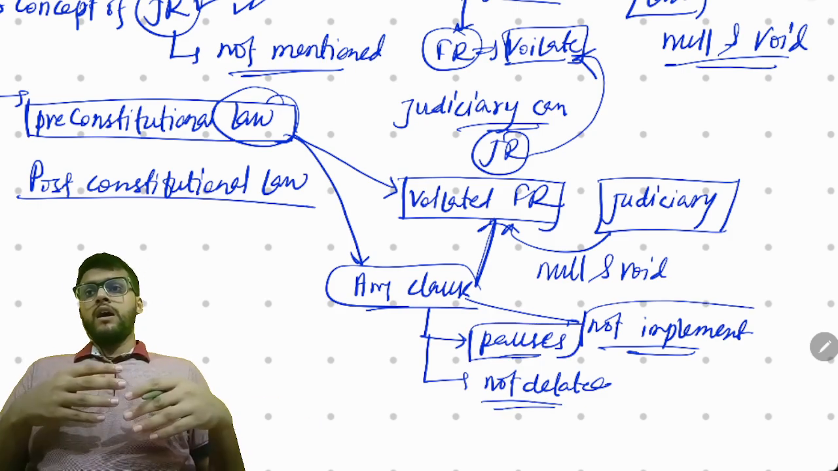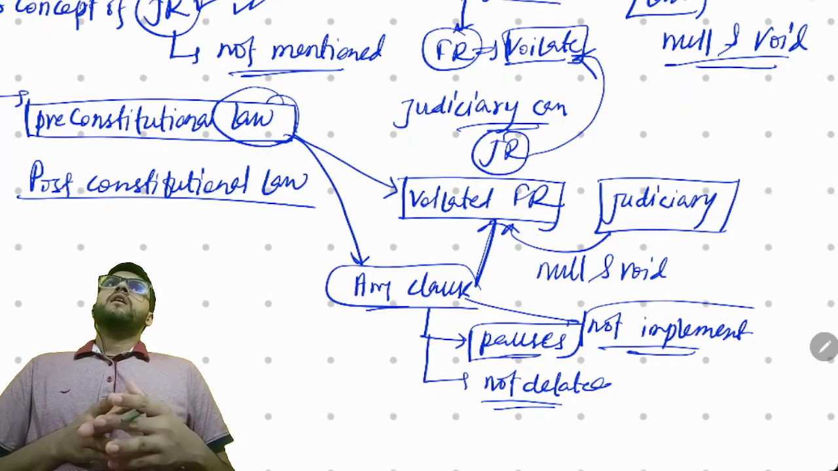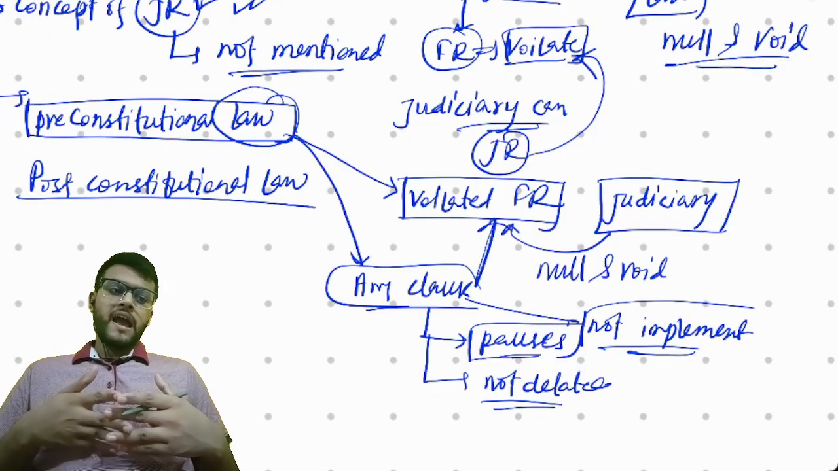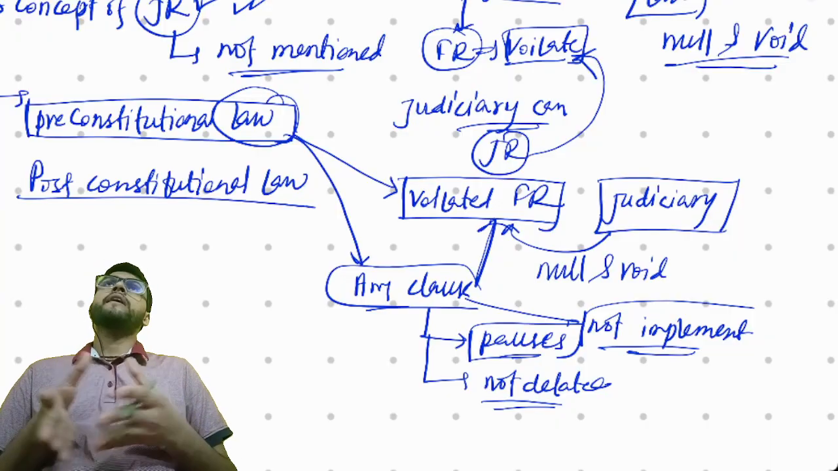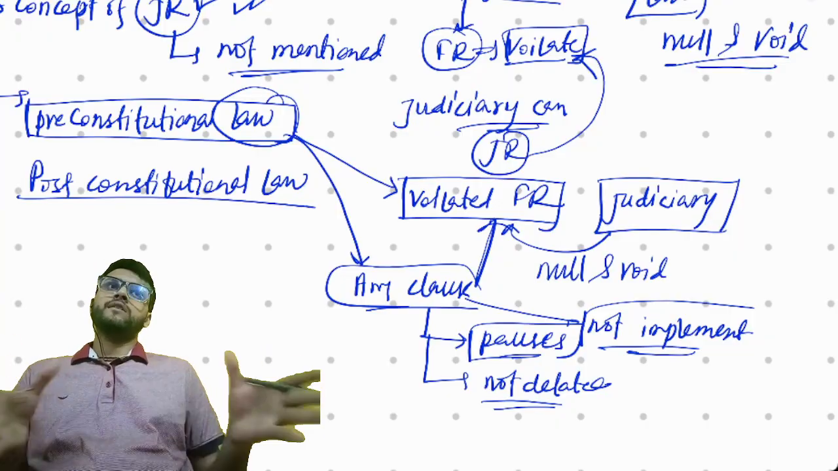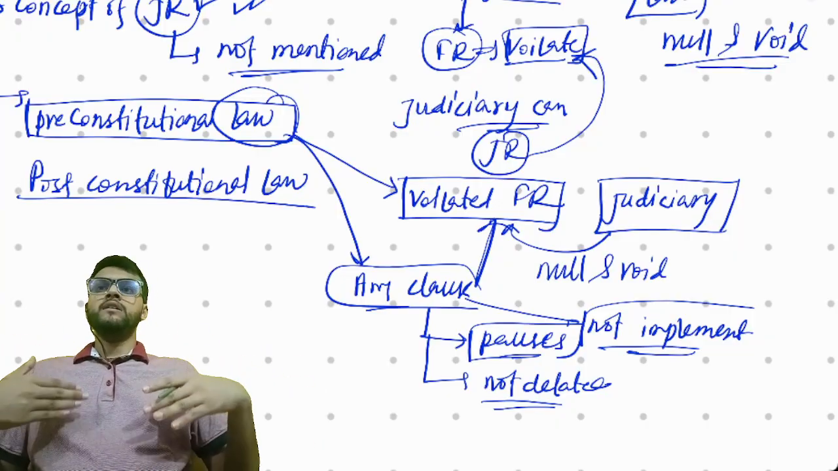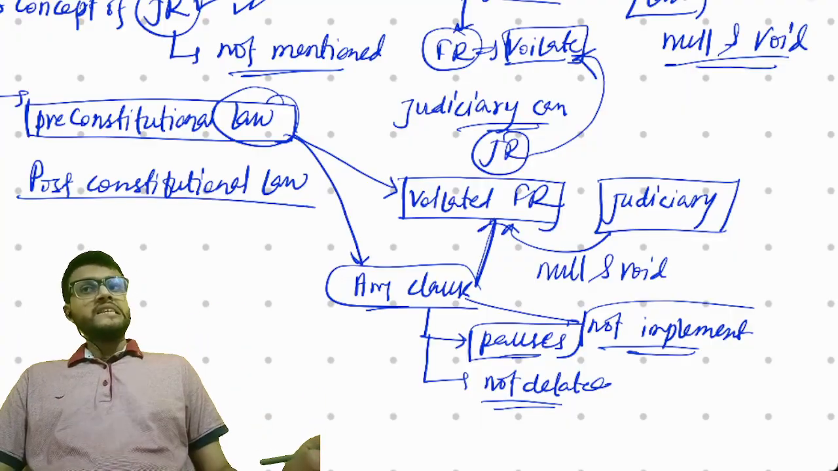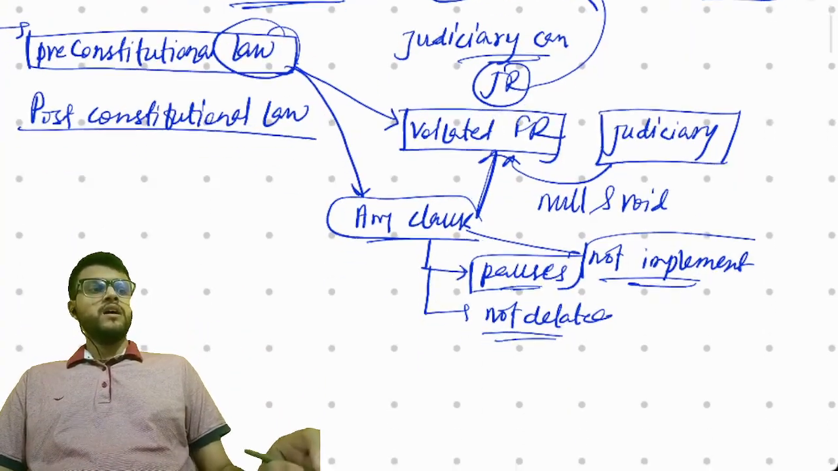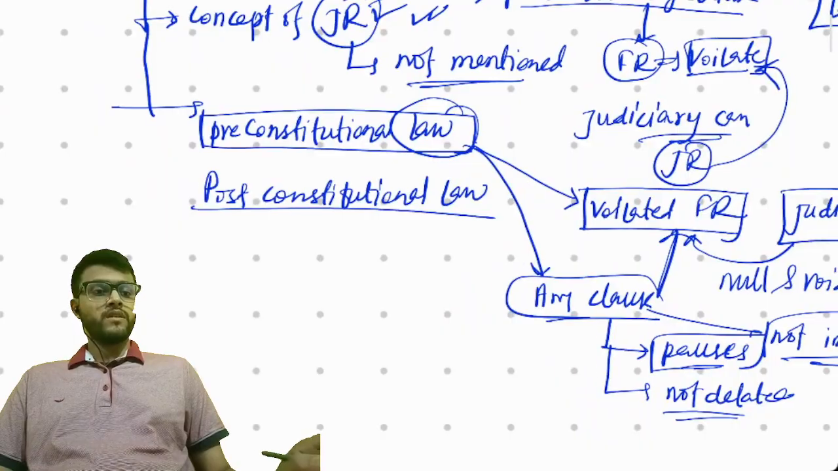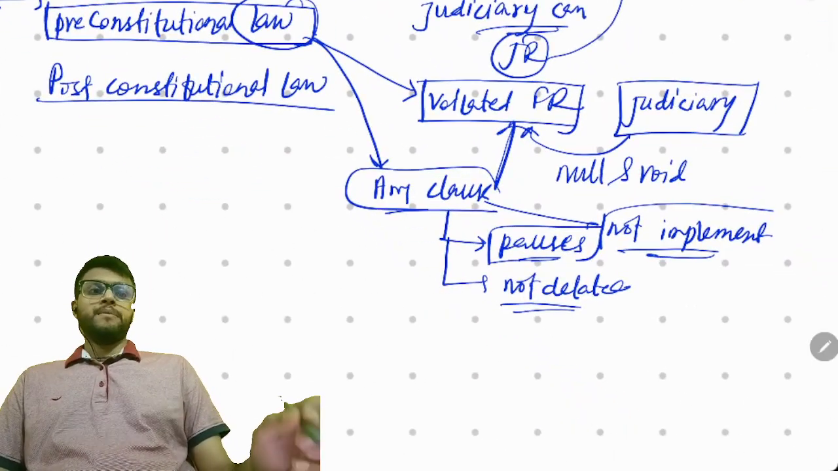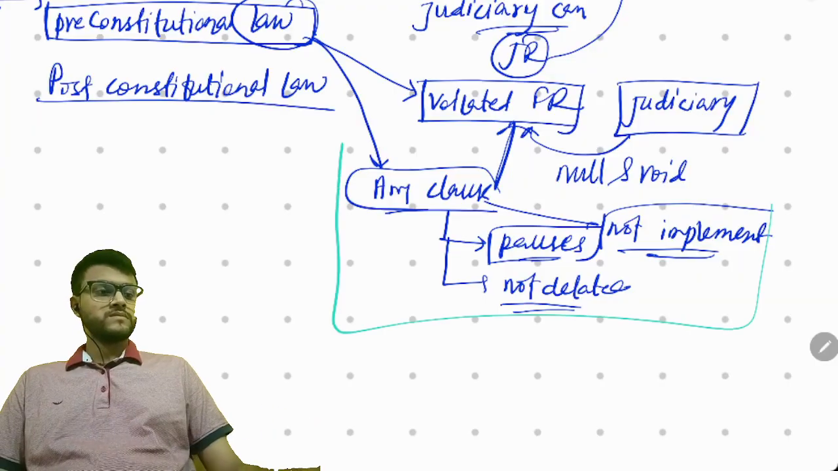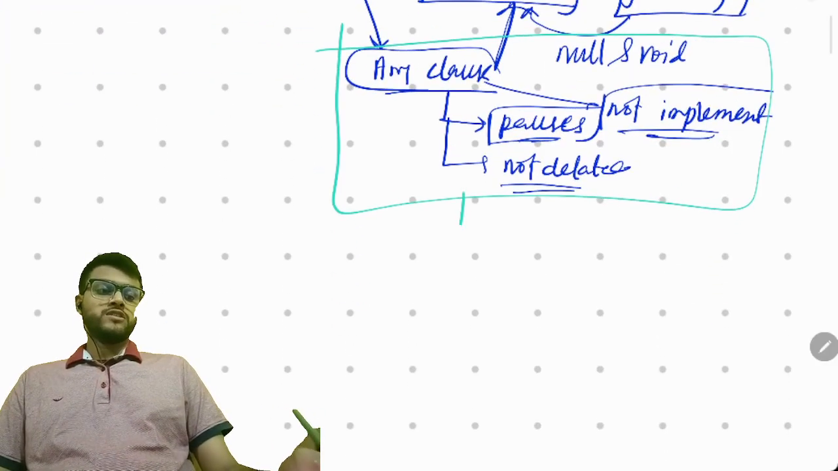If in future the fundamental right is amended and this clause is then not violated, it will be implemented again. This is the doctrine of eclipse.